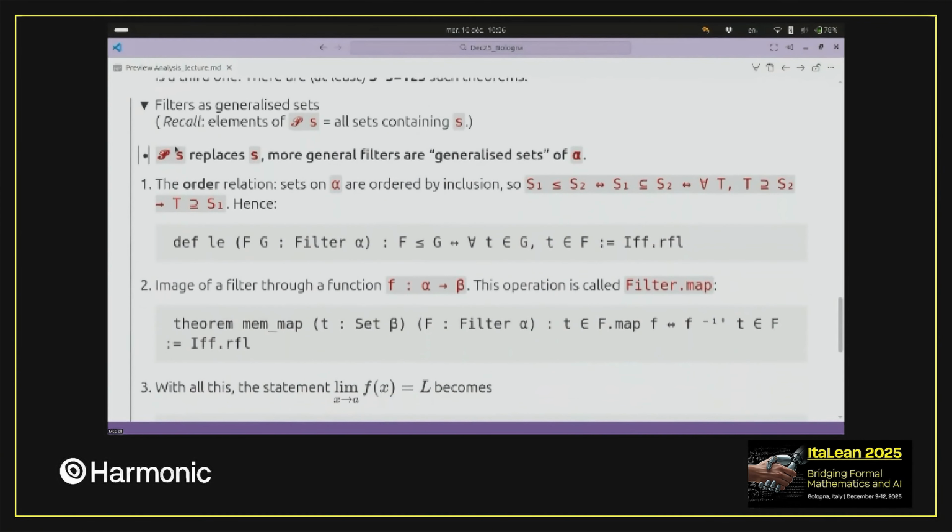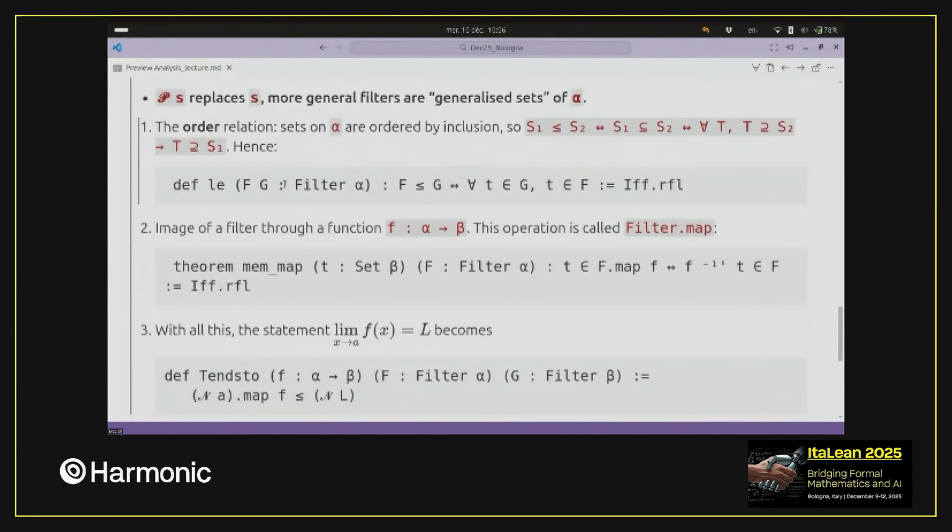So recall that I introduced this P of S, which was the set of all sets containing a given set. Now, what I'm going to do here, and then I will finish and switch to VS Code and try to do some live coding to show how to use filters concretely in Lean, is to try to convince you that the fact that we have been able to translate convergence and limits in terms of filters will allow us to give much shorter, much more conceptual and much more efficient proofs of these kinds of results, like the composition of limits.